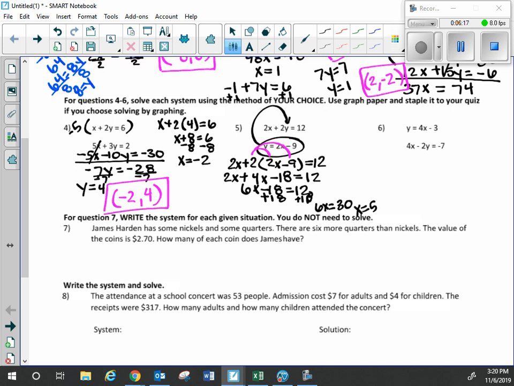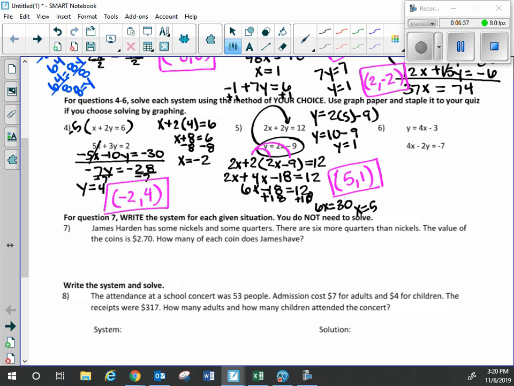So then plug in for y. 2 times 5 minus 9. Y equals 10 minus 9. Y is 1. So your solution is 5, 1.